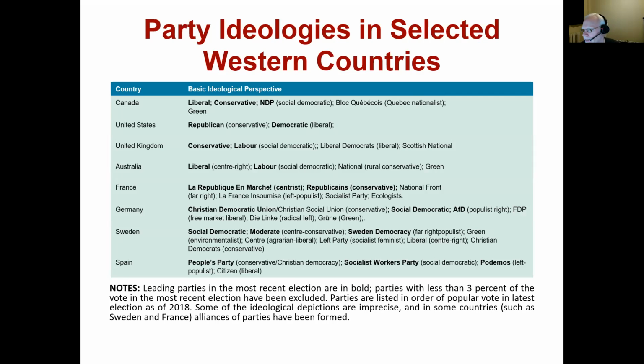Here are party ideologies in select Western countries. Those in bold are leading parties in most recent elections, so those that have had the most success recently. Parties with less than 3% of the vote in the most recent election are excluded. So in many of these countries there would be more parties, but they don't get at least 3%. And then the word in parentheses is their ideological perspective. Liberal and conservative have no ideological perspective attached because their name makes it obvious.